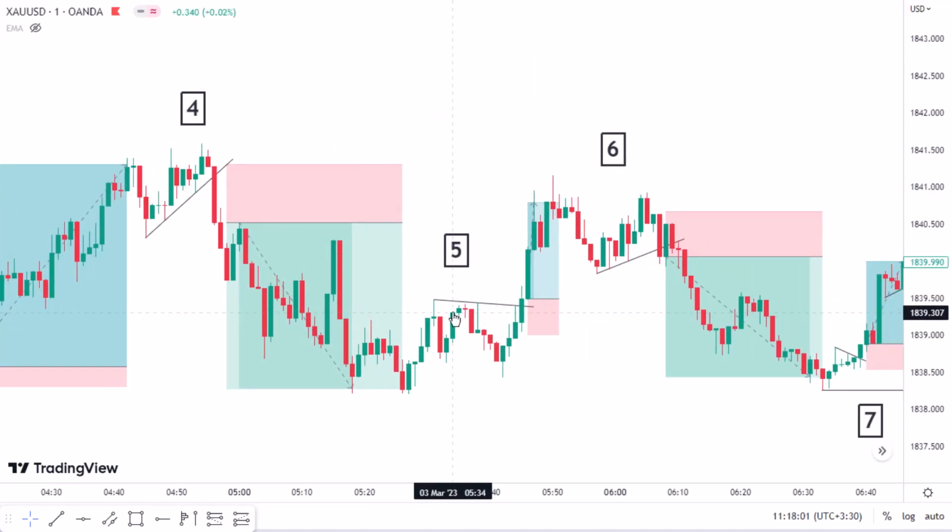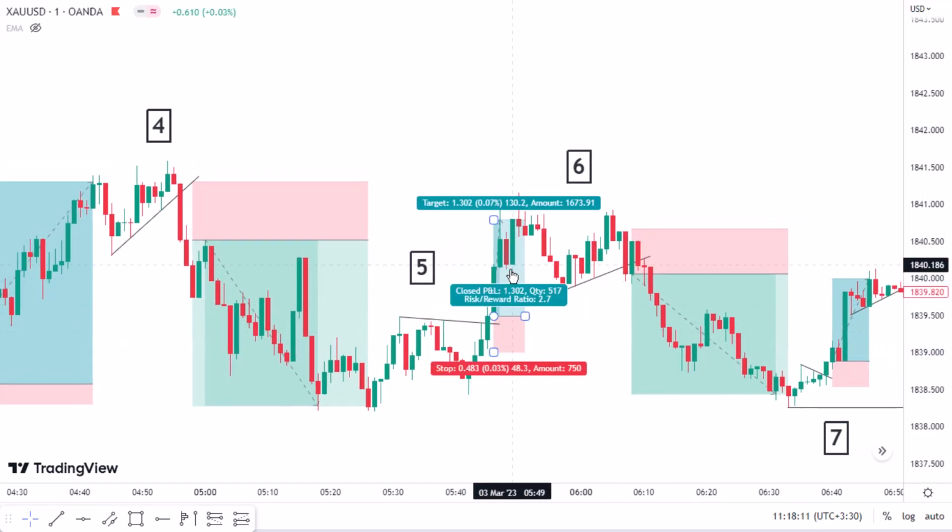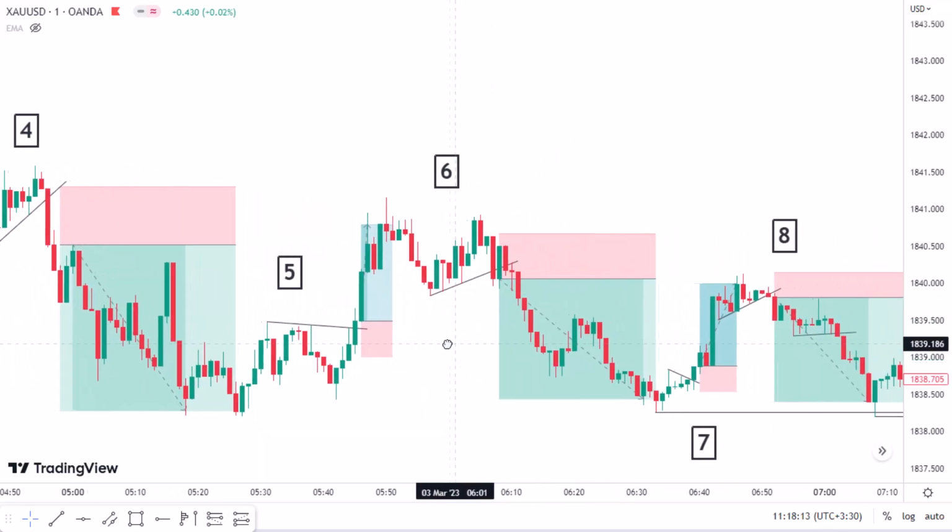On the trade 5, we have a trend line with 3 touches. On the 4th time it breaks it with this green candle, we enter the buy position, put our stop loss below the candle, and it gives us a reward of 2.7.